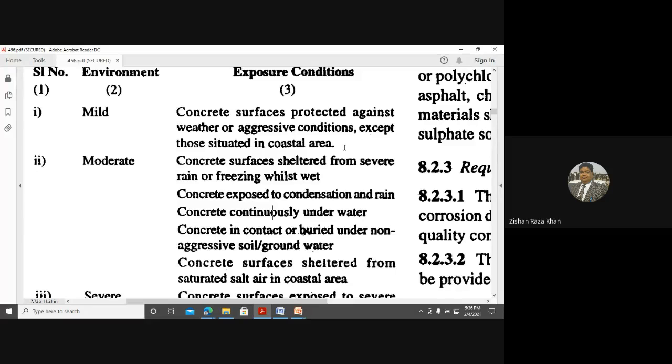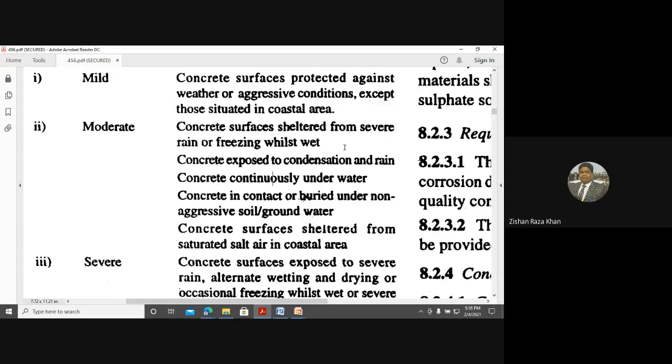It will not be exposed to the summer heat or to the rainfall, so it will be considered a mild exposure. But now consider the moderate condition: concrete surface sheltered from severe rain or freezing. We do not have freezing conditions here. Concrete exposed to condensation and rain, this is the condition we have here in Lucknow.